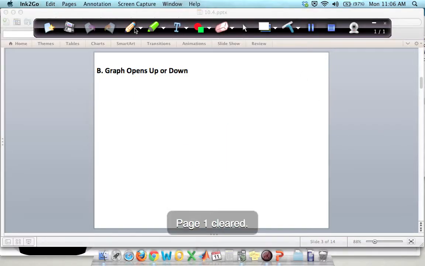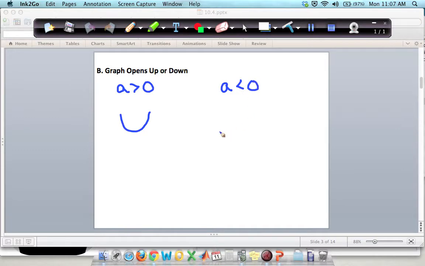We can tell if a quadratic opens up or down, like the example of the bridge or the pool, based on a, the sign of the number in front of x squared. So if that number is positive, then the graph is going to open up. And if that a value is negative, it's going to open upside down. So you can tell right away just by looking at the equation if you have a U shape or an upside down U shape.